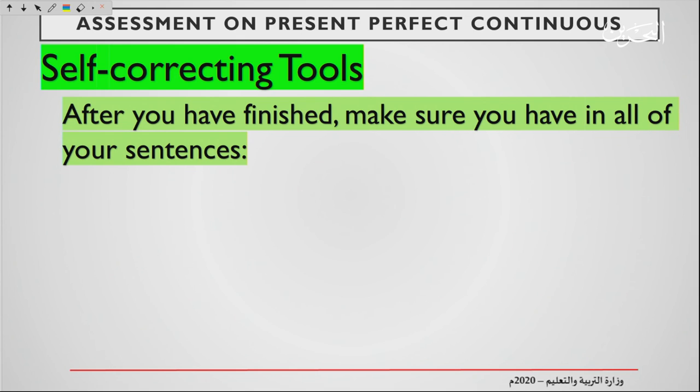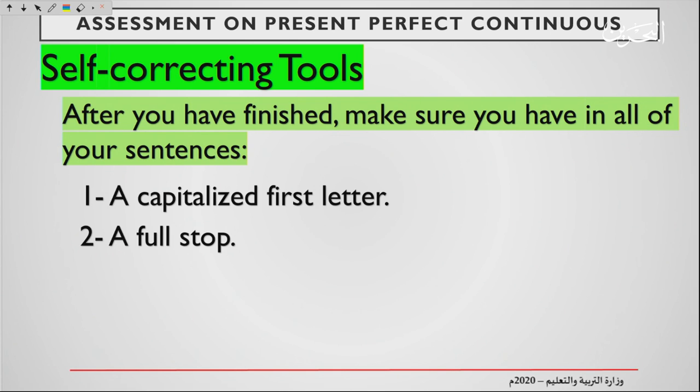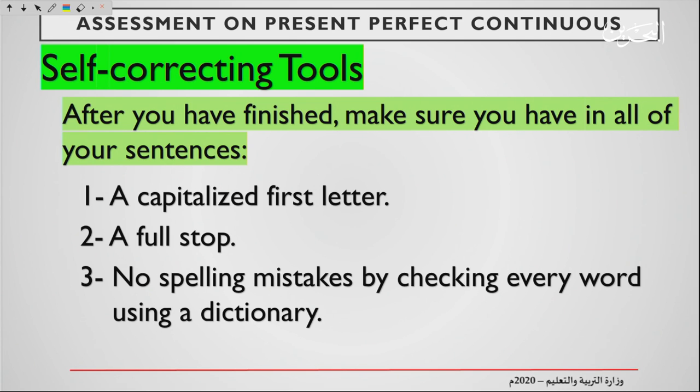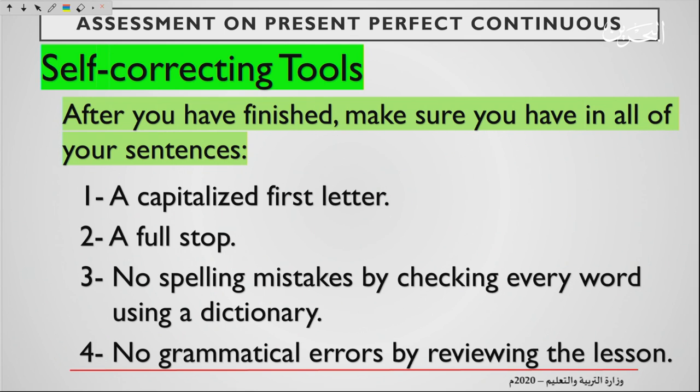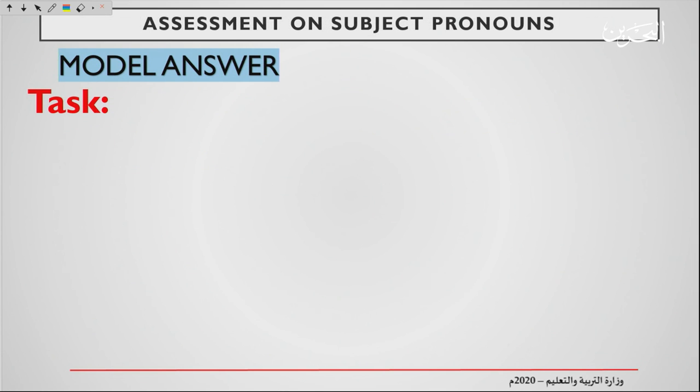Have a self-correcting tool. After you have finished, make sure you have in all of your sentences the following. Number one, a capitalized first letter. A full stop. No spelling mistakes by checking every word using a dictionary. No grammatical errors by reviewing the lesson. And I have prepared for you a model answer that you can compare both answers.